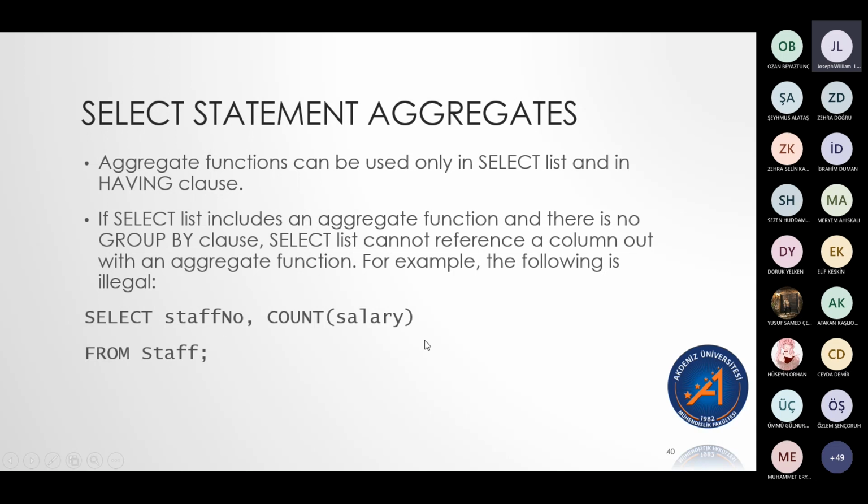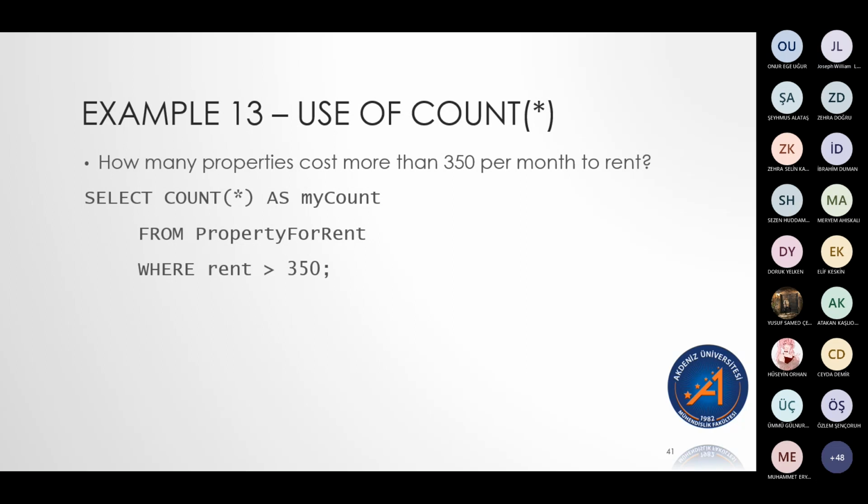Okay, so this query doesn't really make sense, so that's why it would be illegal, and that's why when you went to click run on it, it would tell you I can't do that. It would say there's an illegal expression there. Okay. So you could say, I want to know how many properties have rent greater than 350. Okay, so we say select count star as my count from property for rent where the rent is greater than 350.